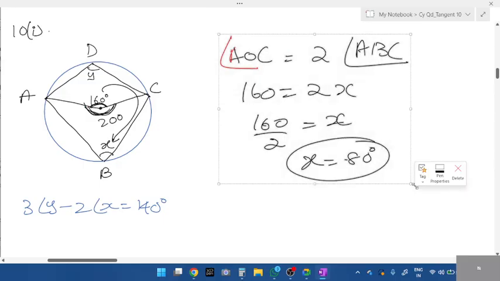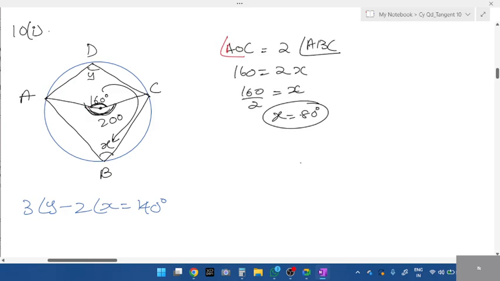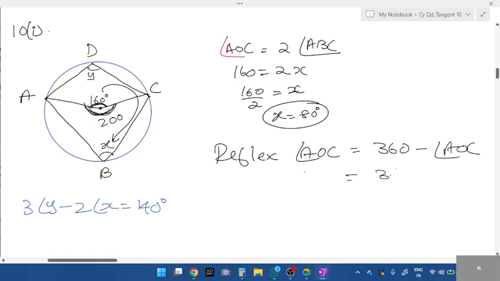Next, take reflex angle AOC. Reflex will be 200. Write the calculation here. Reflex AOC is equal to 360 minus AOC. So reflex angle AOC is equal to 360 minus 160, that is equal to 200 degrees.